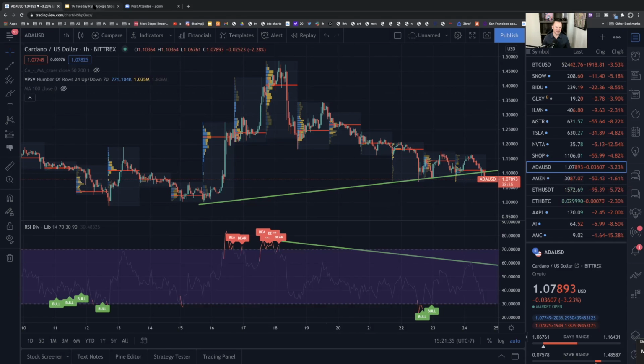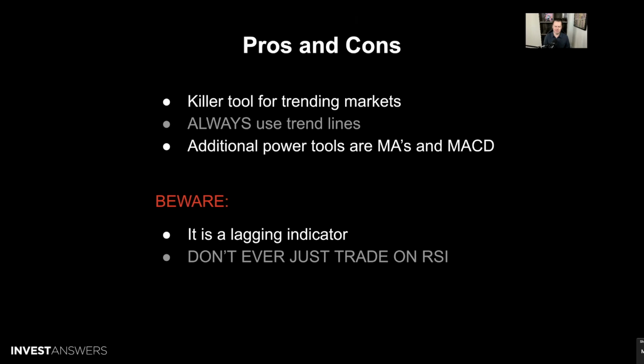So let's go back to the slides. So first of all, pros and cons. We've gone through a lot of different examples. We've talked about how RSI works, how you can set up bear flags, bull flags, etc. But remember, always use trend lines. And remember, the most important thing is when we start bringing in moving averages and MACDs, which I'm going to do in a follow-on video for this, you'll see the real importance. And always remember, this is a lagging indicator, and don't ever just trade on RSI. It's dangerous, but it's also very powerful.